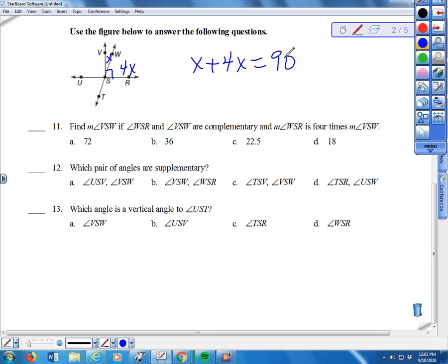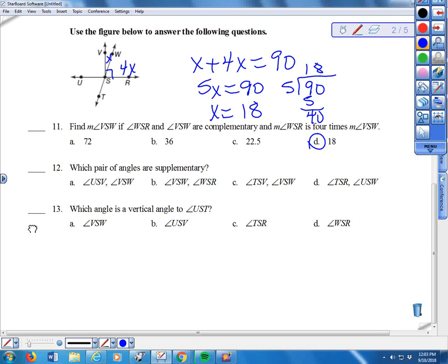So this is 5x equals 90. X equals what? 14? But it doesn't want that. Well, it does. Or is it 18? Sorry, 18. 5 goes into 90. 1, 8. So it did want what VSW was, which is x in my drawing.